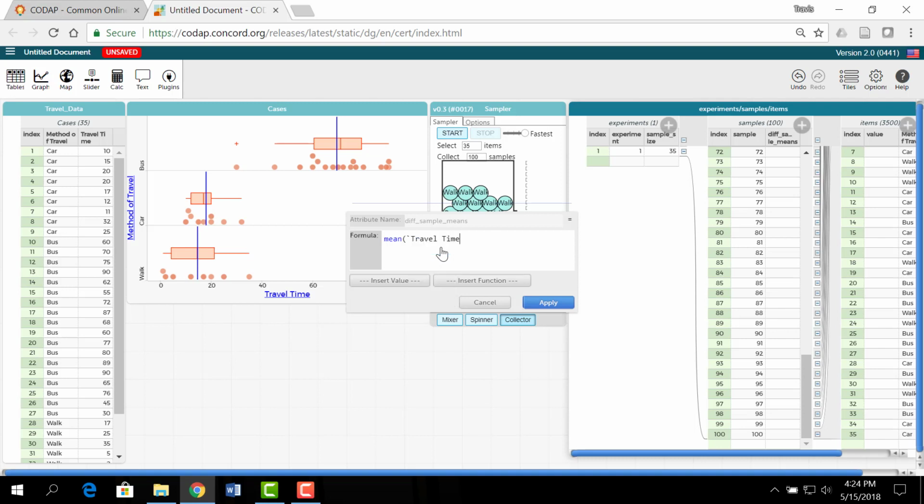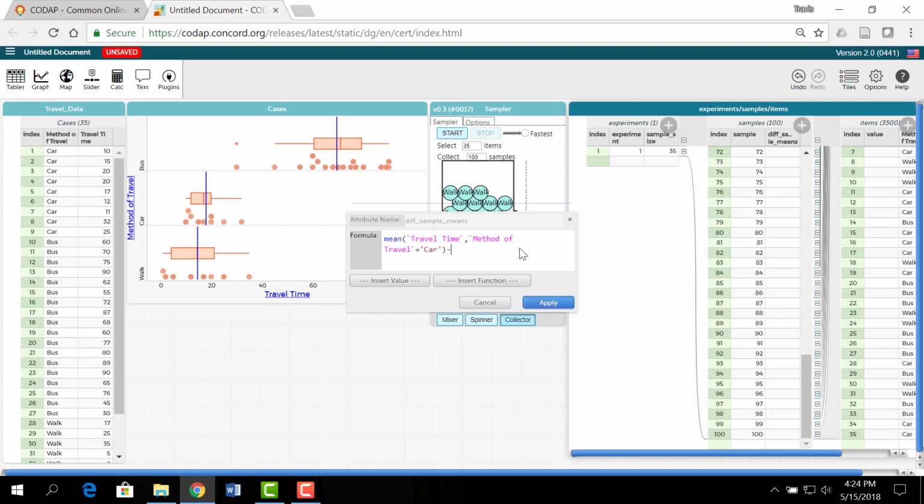But then I also have to tell it specifically what group I'm looking at. Remember, if I just do travel time, it's going to give me the mean of all the travel times. But I only want the mean of the car drivers in this case. And so to do that, I actually have to filter this using the method of travel variable. That's what I'm doing with this second bit here, and namely, I only want initially the car riders. And so this is going to give me that mean.